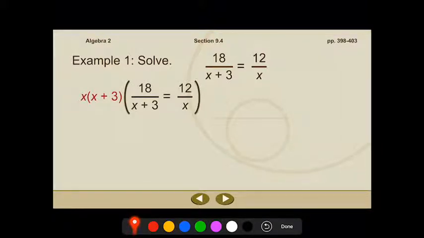So notice in the text here, I don't really care for how they do this, but it's quite all right to do this. They take this entire equation, put it in parentheses, and multiply by the least common denominator.